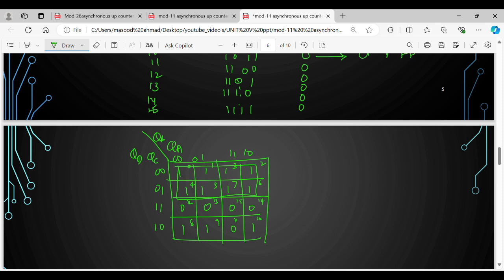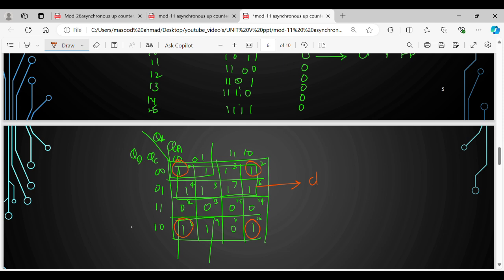Further, I can take these two and combine with these two. Then I can combine these four ones. What are the four ones possible? This one, this one, this one, and this one. Right? So what is the expression that I'm going to get? The expression for this is nothing but the clear logic or reset logic.